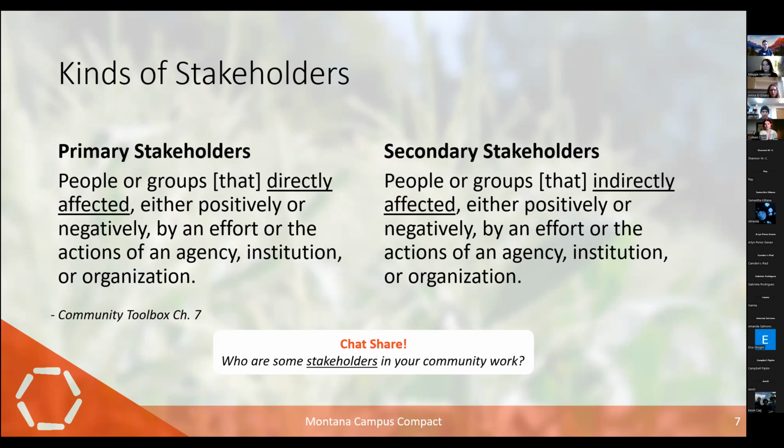And so for our first chat share exercise, please in the chat, we'll do this for just a minute or so, have a think about who are some stakeholders in your community work? Who do you interact with? That could be primary stakeholders, they could be secondary stakeholders. But have a think about that, because crucially, these individuals are the ones that you'll be working with. And ultimately, having them on side will help you to pull together the best project that you can do.